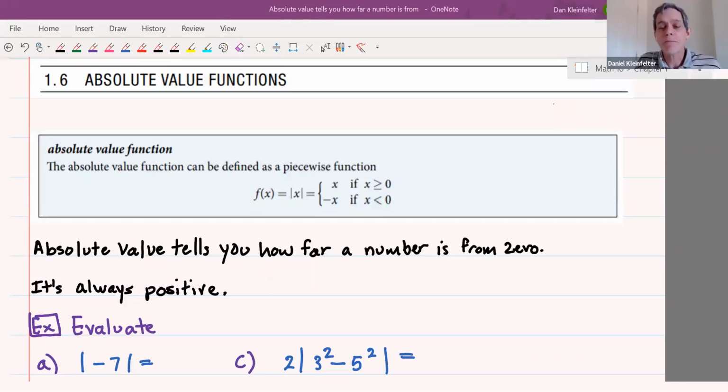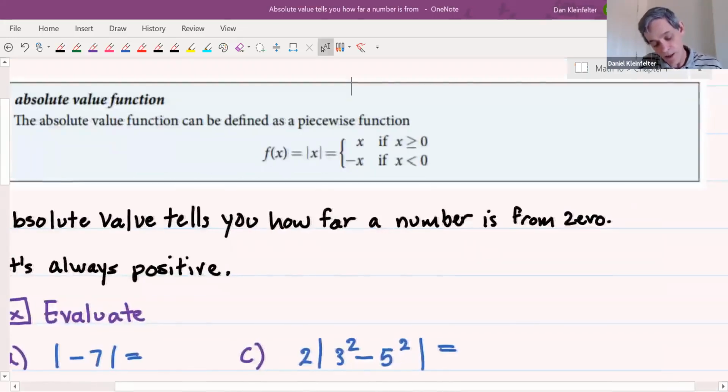Welcome back, everybody. In this section, we really focus on just one function, the absolute value function. We spent a little time looking at it before. In this section, we go into greater detail about how to calculate it and how to graph it and solve equations and inequalities involving it. So let's get started.